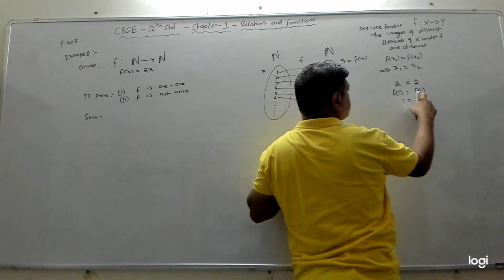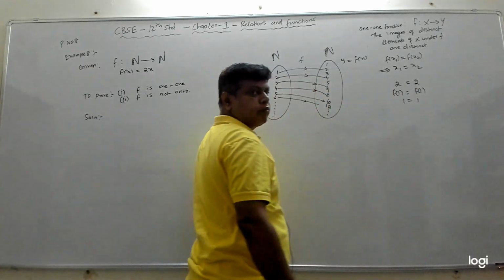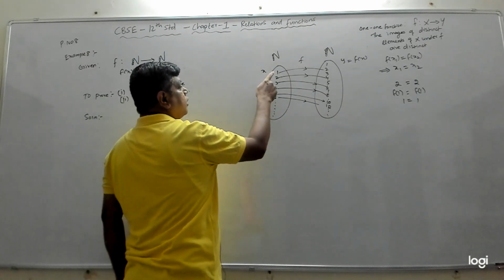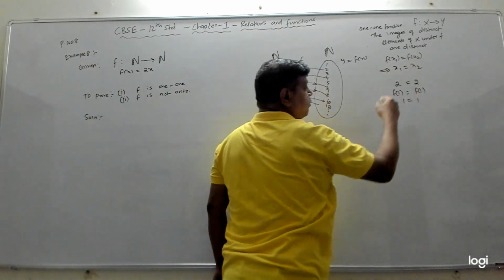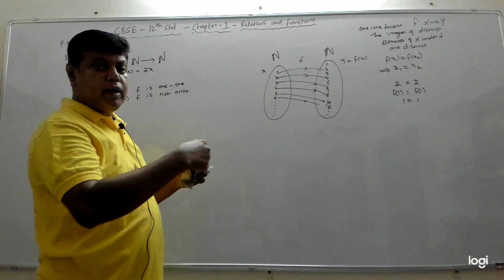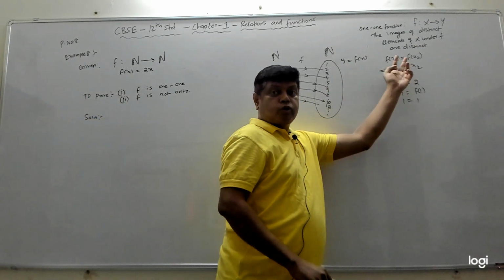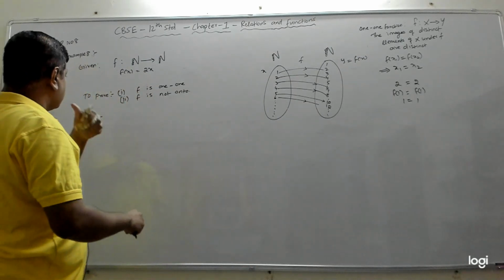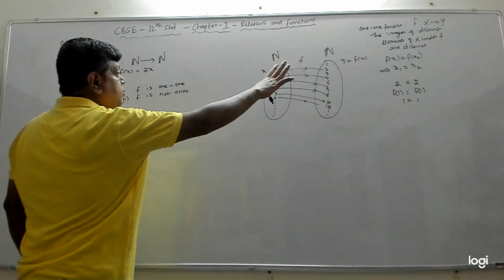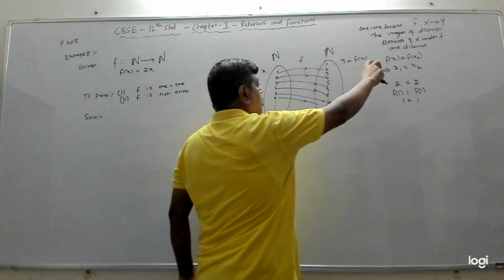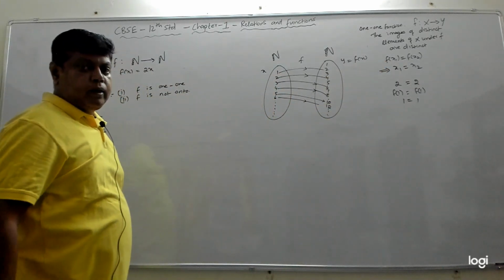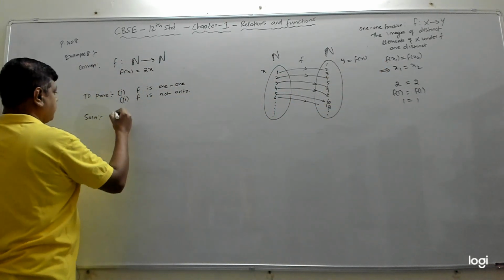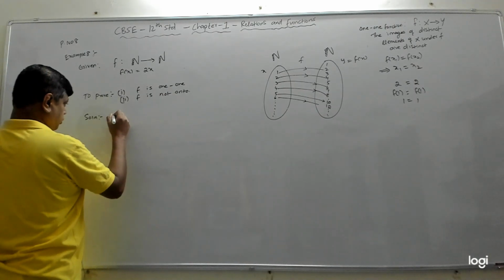This is x1, this is x2. 1 equal to 1. Which means x1 and x2 are not two different numbers, it is one and the same. So whenever the image is the same, we have to show that the number itself is the same. Then it is 1 to 1. So we will follow the same logic for almost all the proofs wherever you need to prove f is 1 to 1. We'll always start with this. So the proof for 1 to 1.